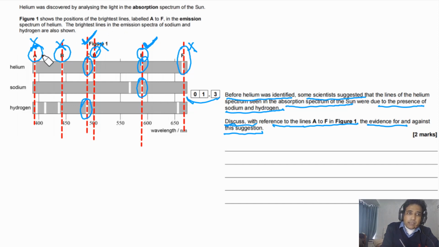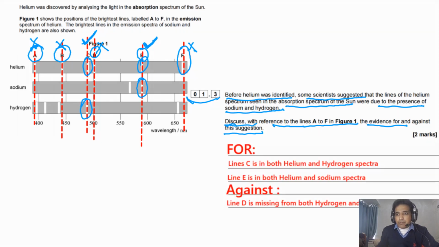And for line A, B, D and F, we can say as these lines are not in sodium and hydrogen, they do not support the suggestion. So this is what we need to write down in our answer. Now let me show you how you can write down your answer in a proper way. In your answer you can mention these points.